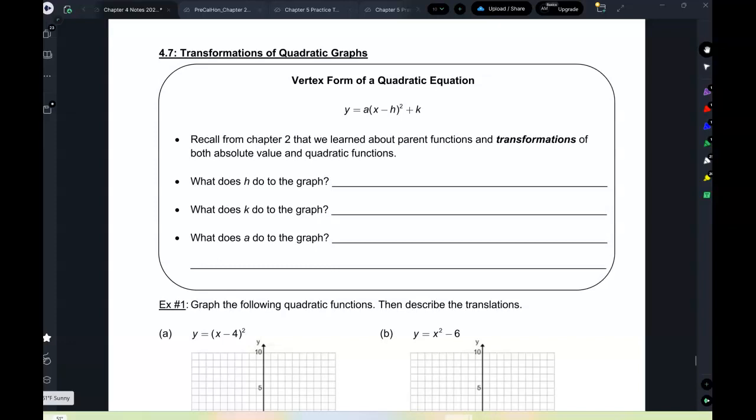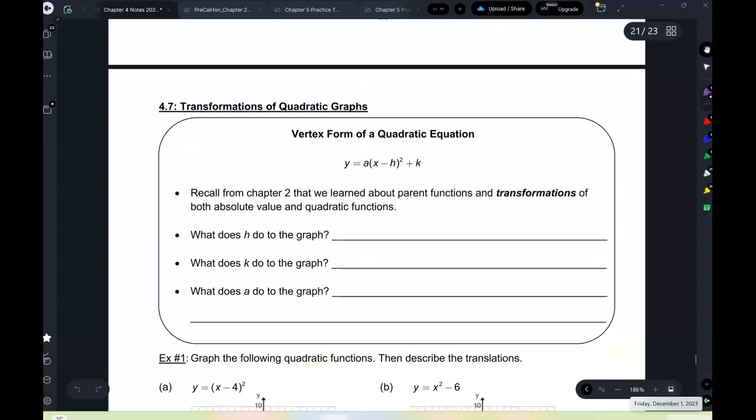Let's talk about transformations, more graphing, right? So back in chapter 2, we started graphing lines, and we also graphed some absolute values. We even graphed some quadratics back there, right? We're going to do that again.